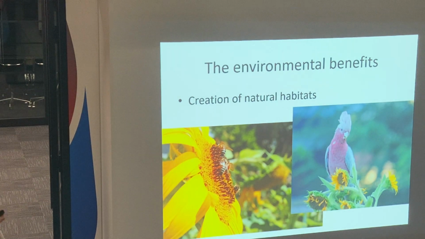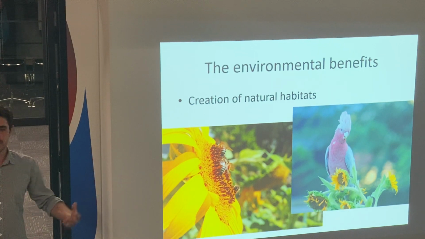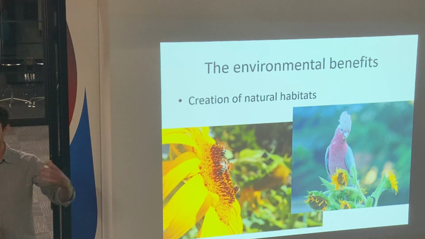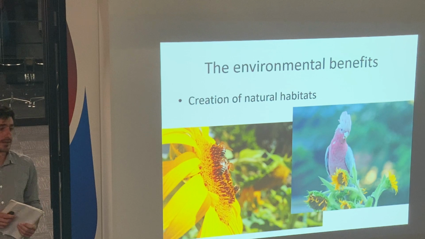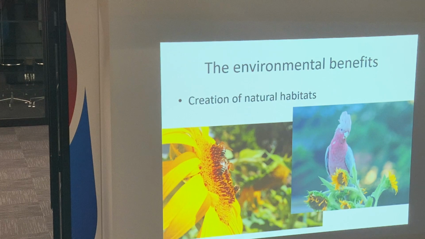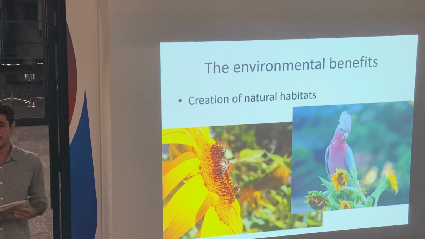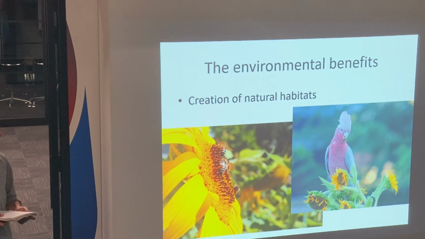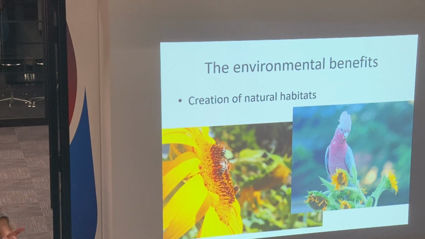All right. Environmental benefits. Well, creation of natural habitats. If you have this kind of environment, straight away you're going to see new insects, new animals, new birds coming around your house. There's going to be more bees. There's going to be more of many things, and in today's world it's a big problem. We've lost 60% of the biodiversity in the last 15 years. So this is definitely a way to rebuild our biodiversity.